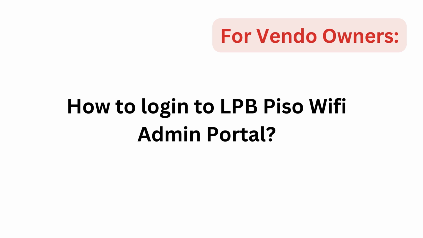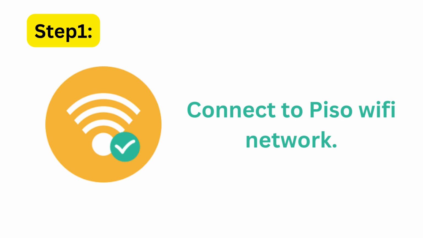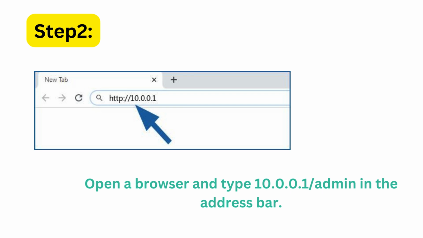For window owners, how to log in to LPB Piso Wi-Fi Admin Portal. Step 1. Connect to Piso Wi-Fi Network. Step 2. Open a browser and type 10.0.0.1/admin in the address bar.